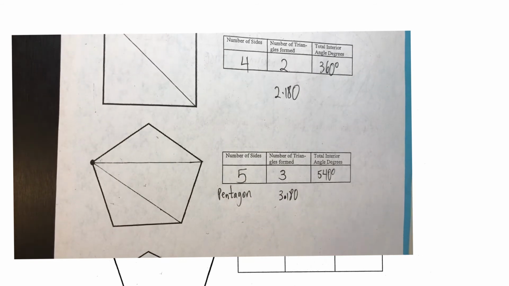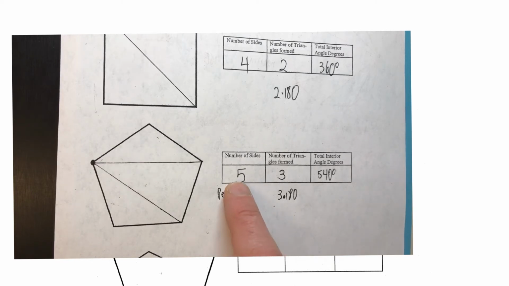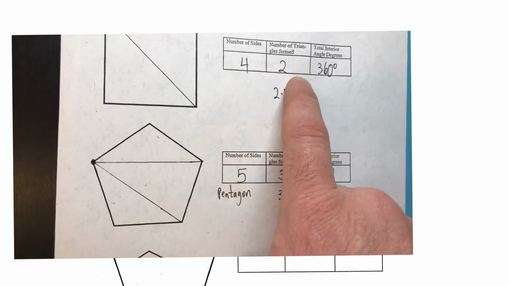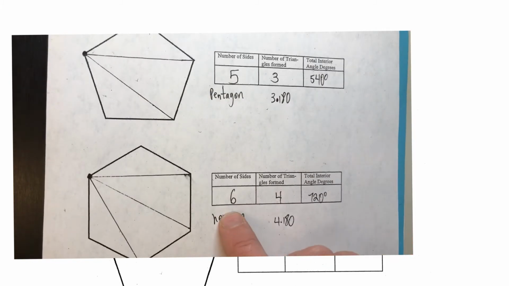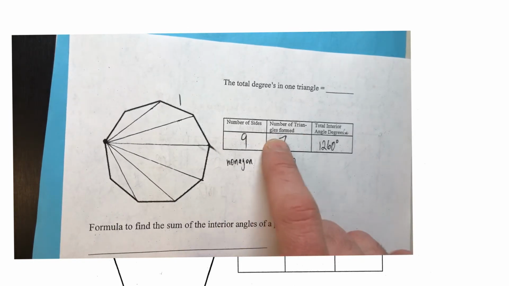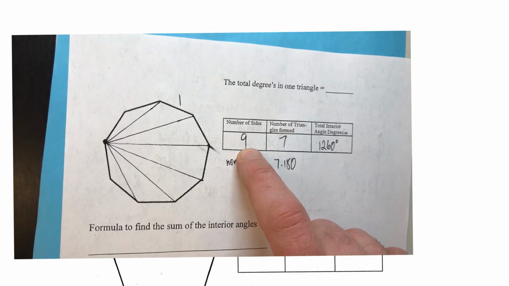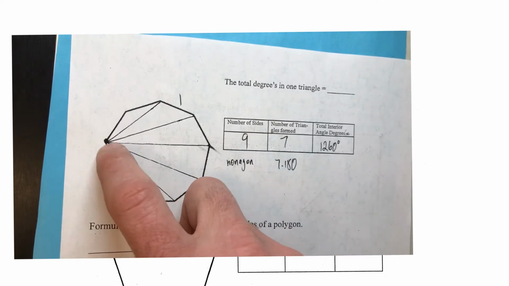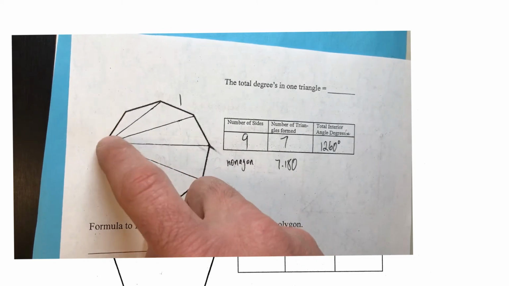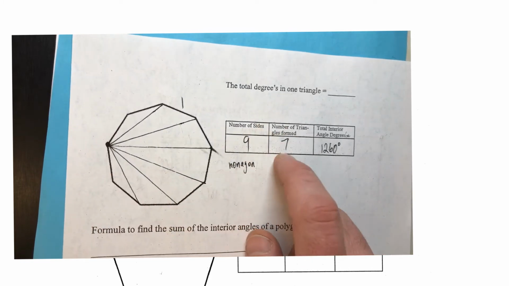Minus 2. Minus 2 what? The number of sides to the triangles. Okay, good. So notice from the number of sides to the number of triangles, it's minus 2. There's 4 sides, 2 triangles. 5 sides, 3 triangles. 6 sides, 4 triangles. 9 sides, 7 triangles. So the number of triangles is always 2 less than the number of sides. Which makes sense, because from any vertex, 2 of the sides are going to be gone, since you can't draw a diagonal from here to here or from here to here. So there's always going to be 2 less.